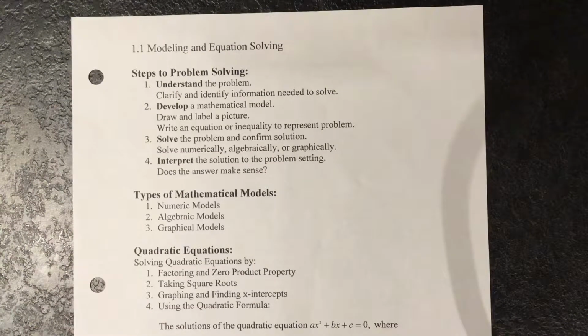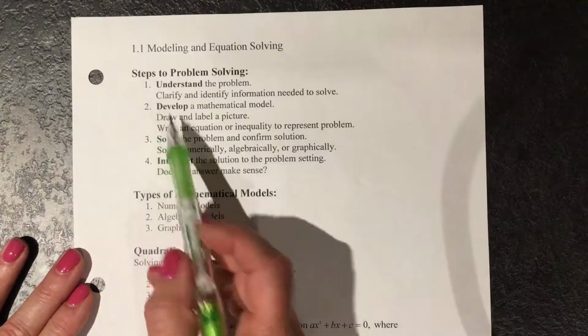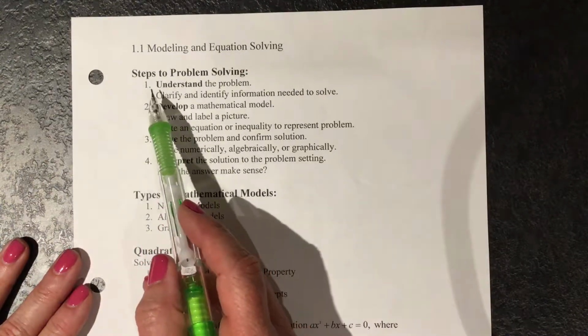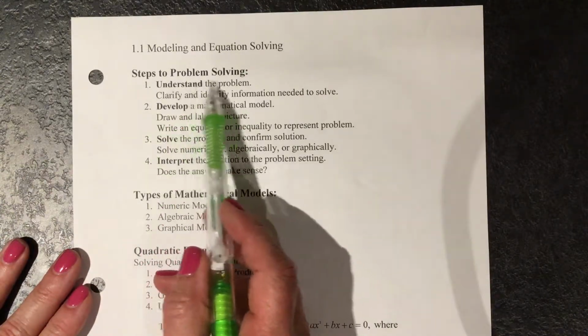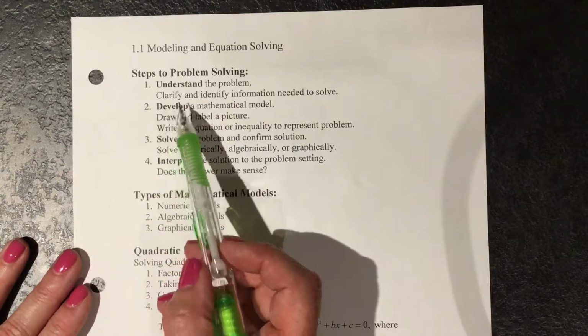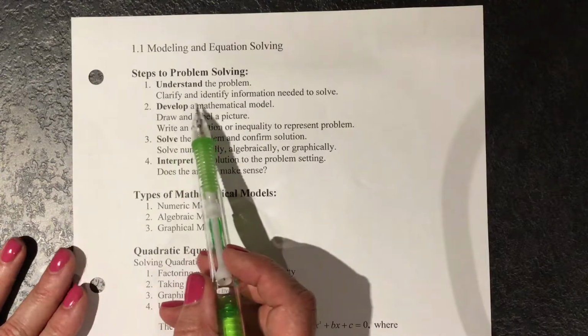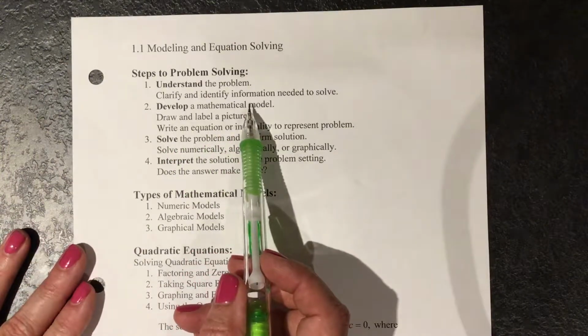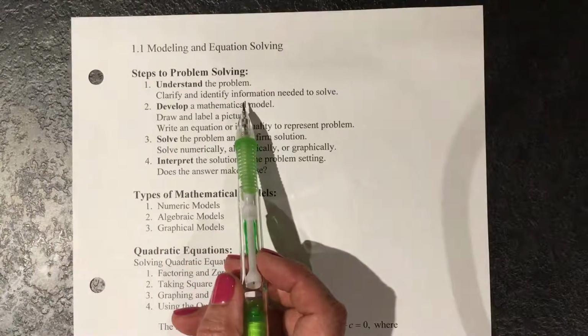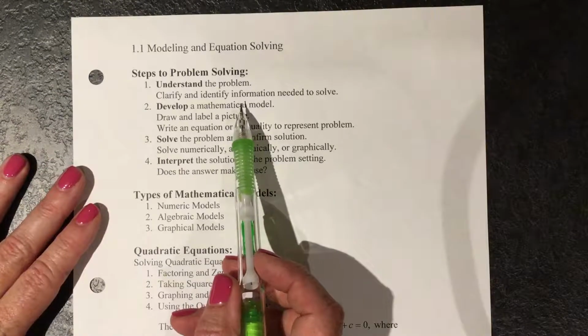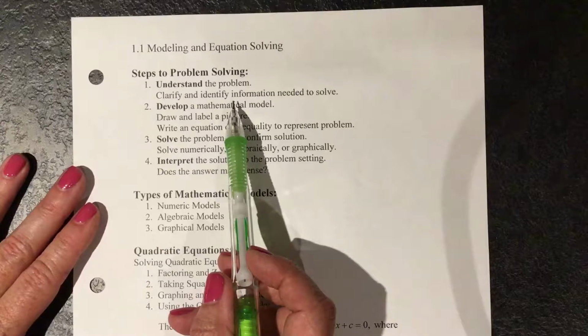Good morning. Today we're going to be looking at section 1.1, modeling and equation solving. We start out with 4 steps that we use to help with problem solving. The first step is to understand the problem: figure out what it is, clarify it, and identify the information needed to solve it. Really read the question to see what is being asked and make sure that you understand clearly what it is that you're trying to solve.